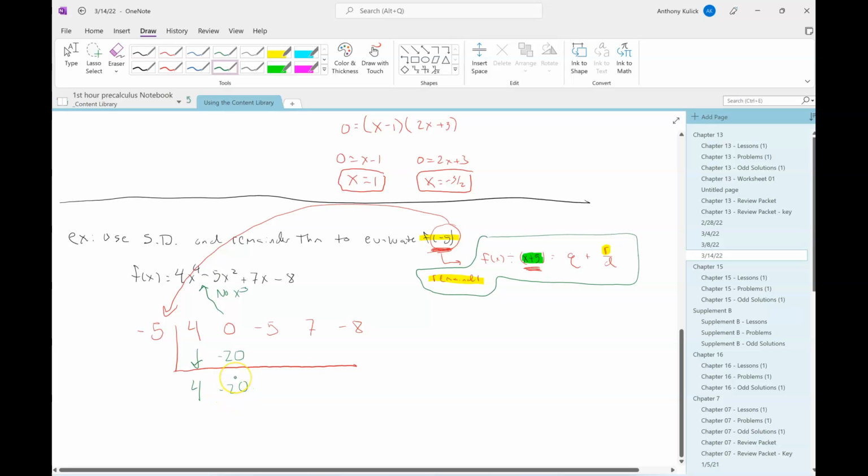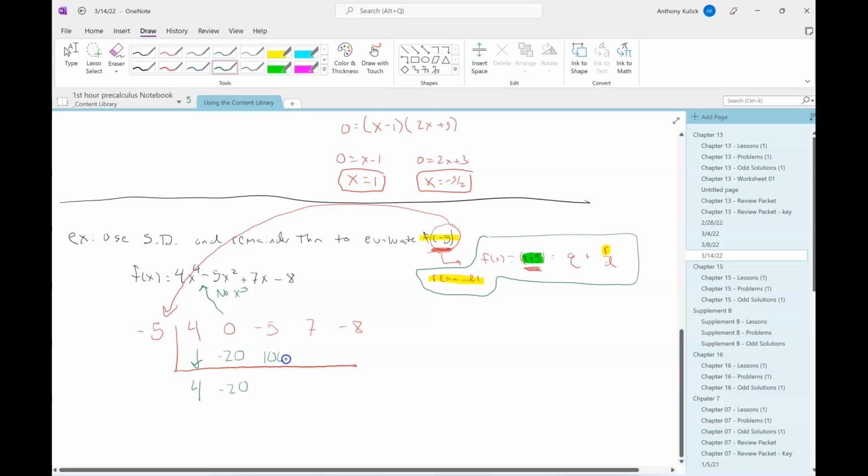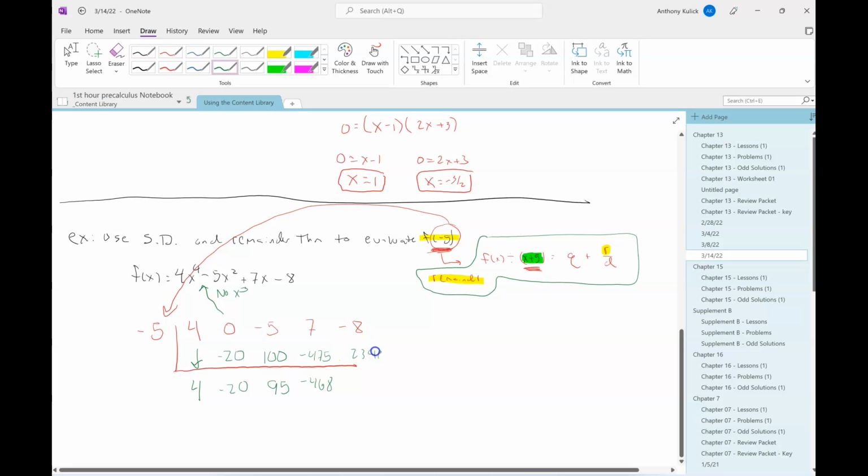So -5, and then we just keep repeating that same process that we've described until we've run out of spots, right? So -5 times -20 is positive 100. I add down, that gives me 95. -5 times 95 gives me -475. 7 minus 475 is -468. And then, great, -5 times -468 is 2340. So that gives me 2332.